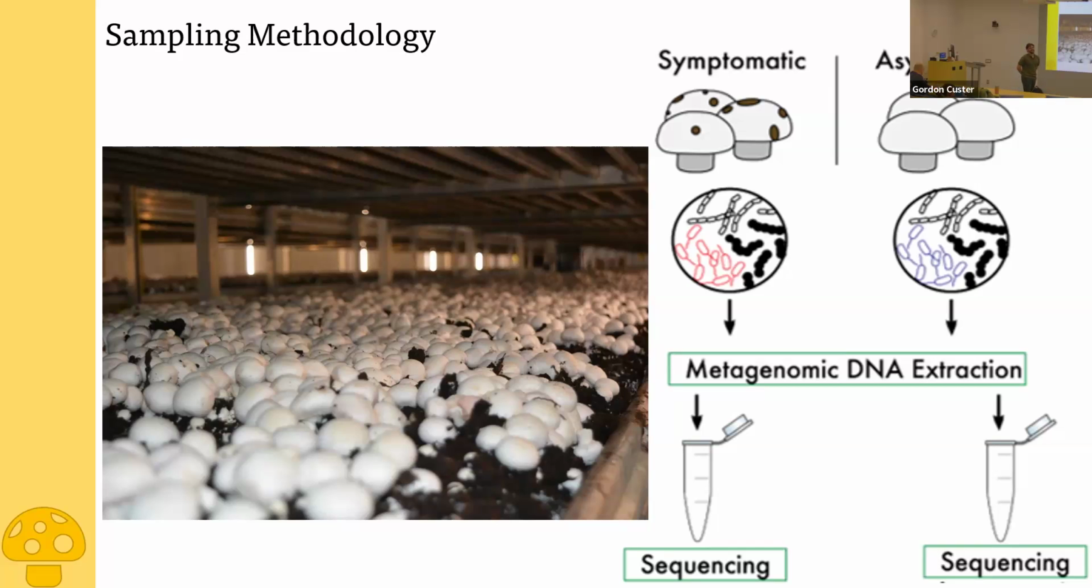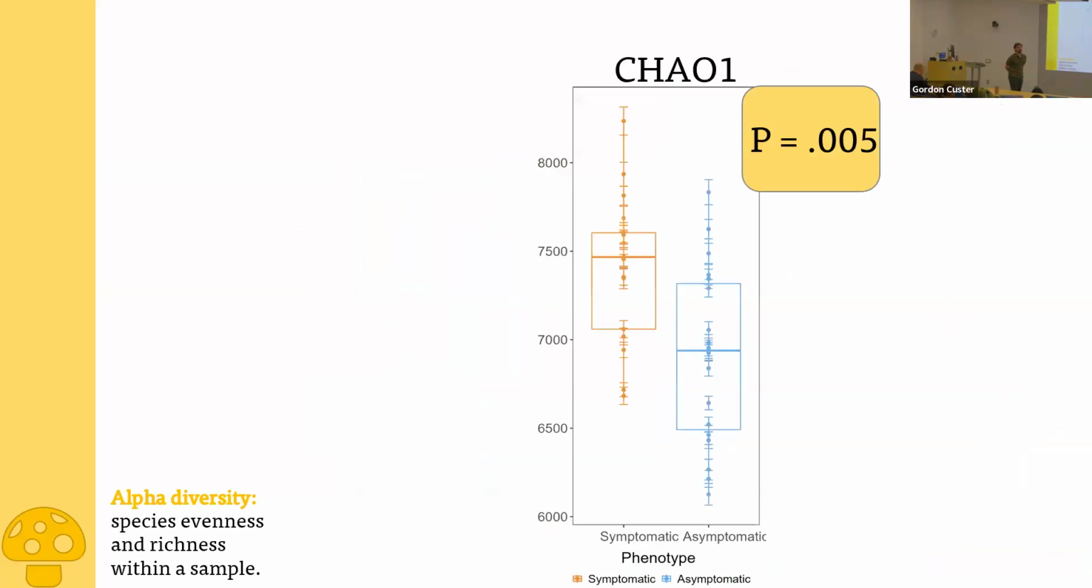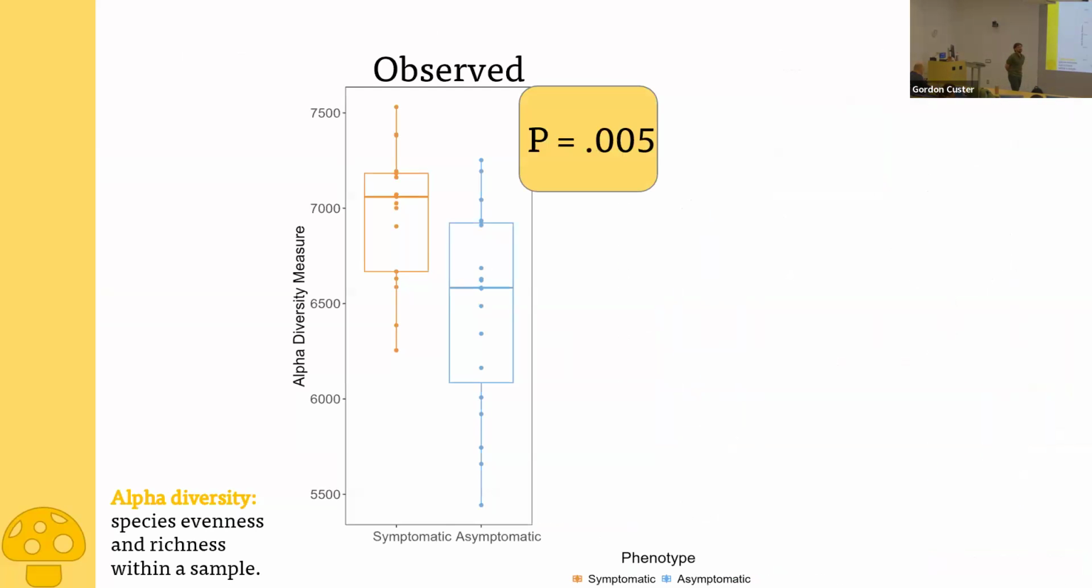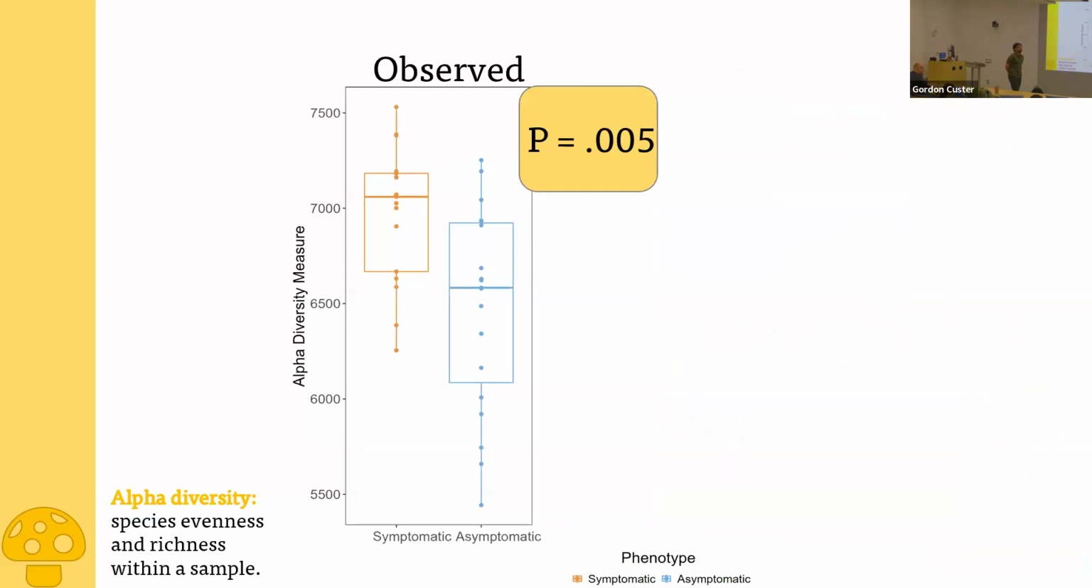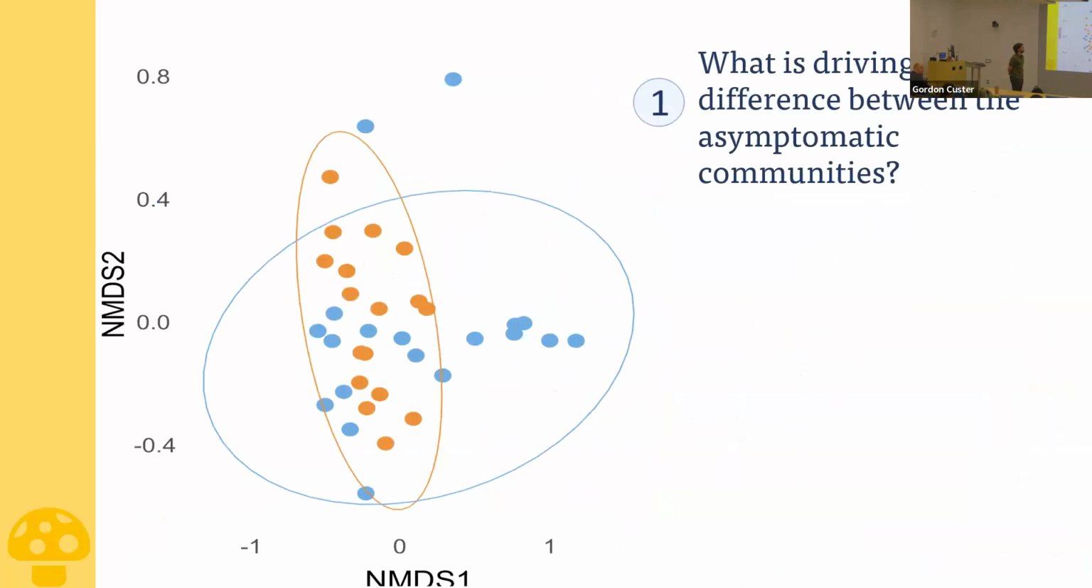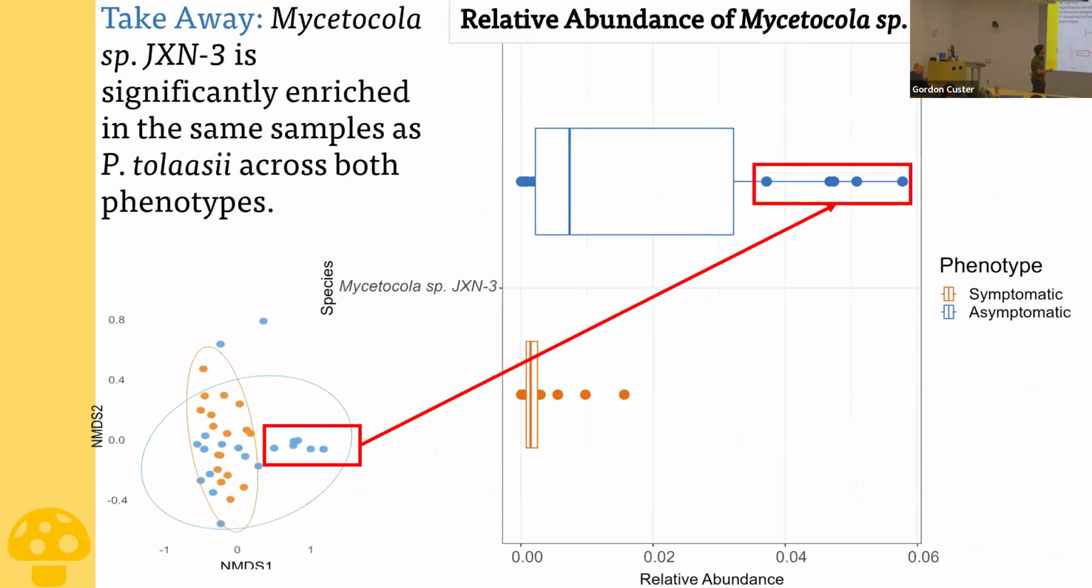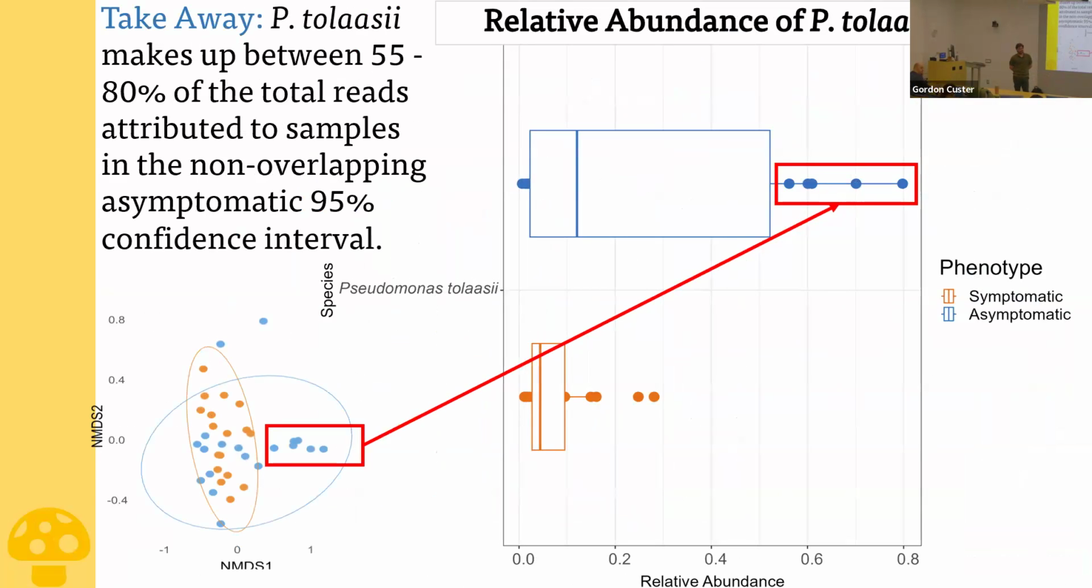So I was curious about your community differences when you had some of your asymptomatic ones that have this pathogen at high levels. So I'm curious, it was important to get down to the species level differences. What about strain level differences? Yeah, great question.